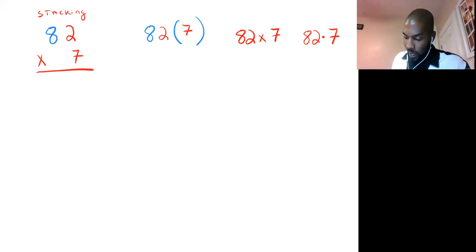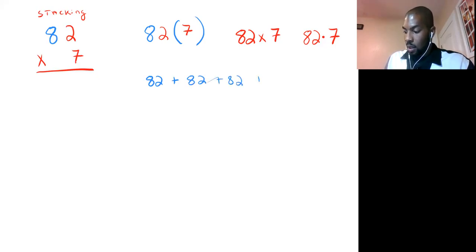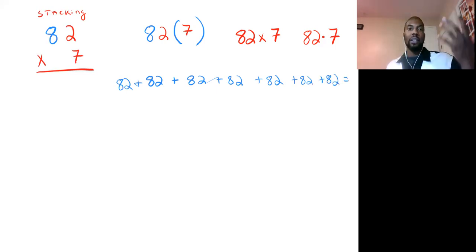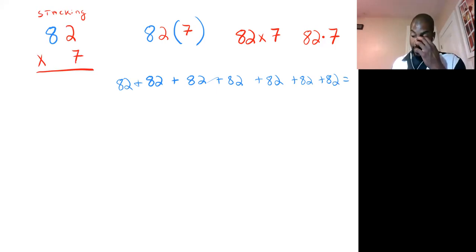So what's the actual math going on? Well, basically what you're saying is there are 82 people in each group, and there are how many groups? 7 groups. So it's 82 plus 82 plus 82 plus 82, so that's 4, that's 5, that's 6, and then that's 7. 82 added to itself 7 times. That's all it means, right? And I'm not going to do all that math, so we're just going to do the multiplication side, right?